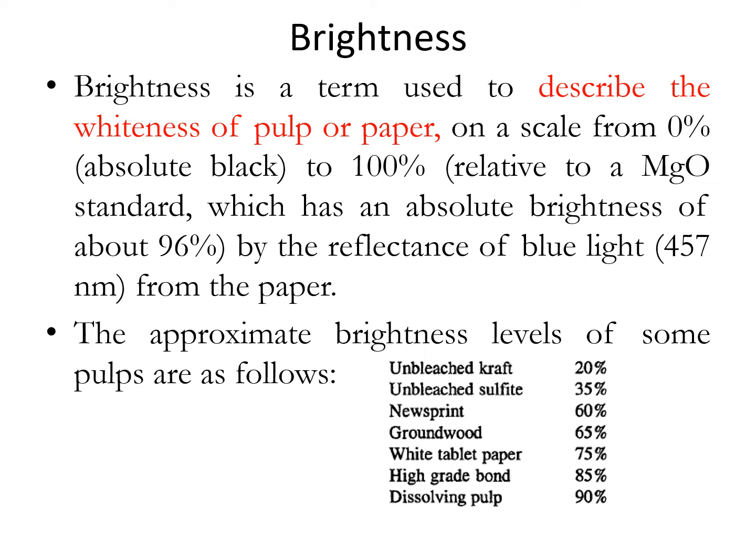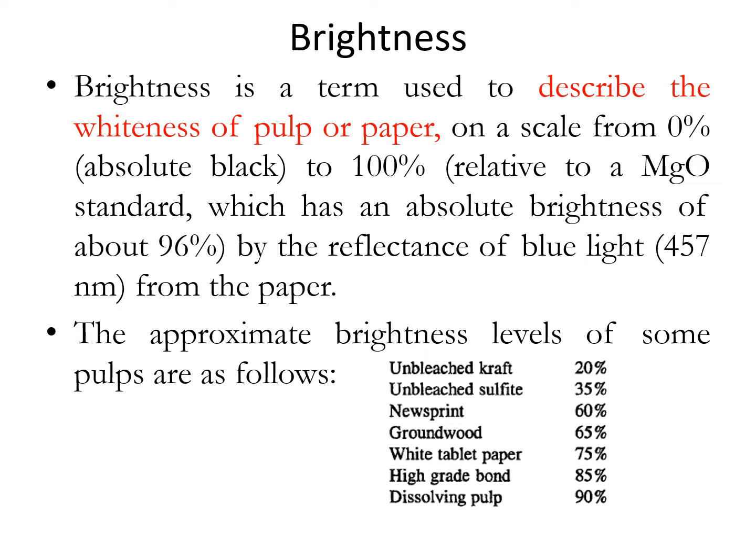Now, what is brightness? Brightness is a term used to describe the whiteness of pulp or paper. This is on a scale of 0 to 100%. 0 is absolute black and 100 is absolute white. That is relative to a MgO standard, which has an absolute brightness of about 96%, measured by the reflectance of blue light at 457 nm from the paper.